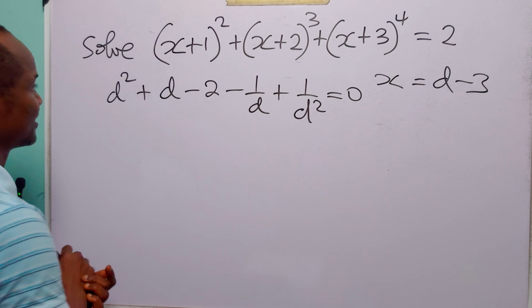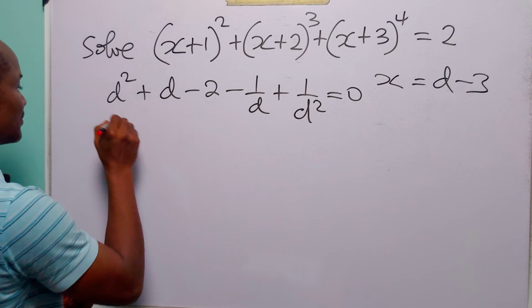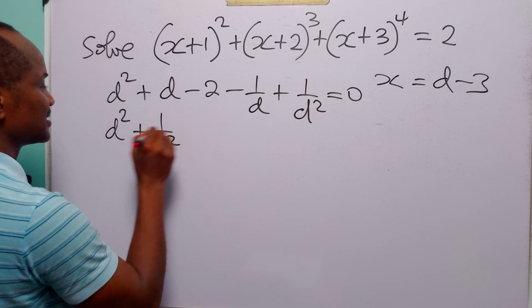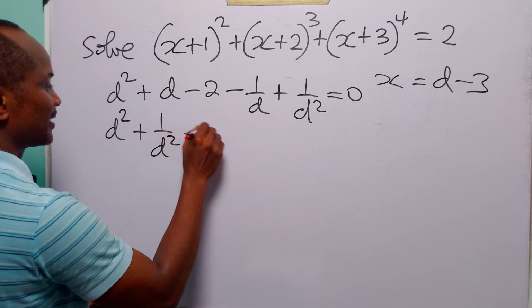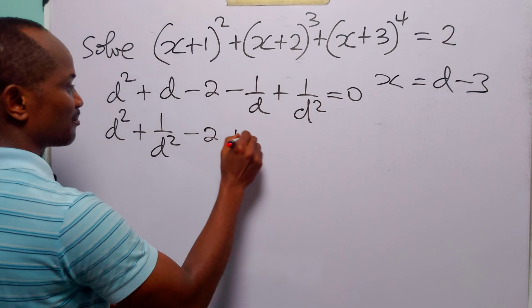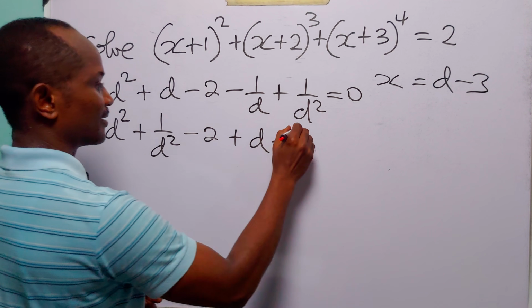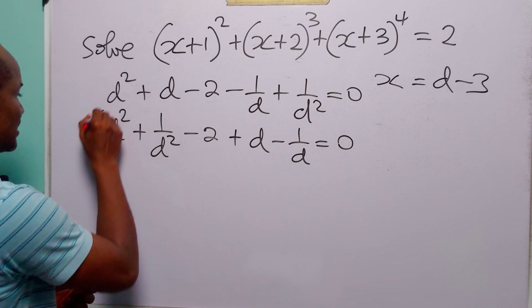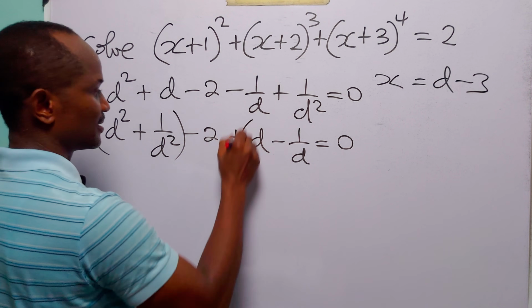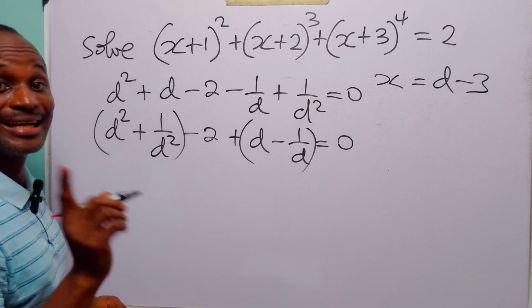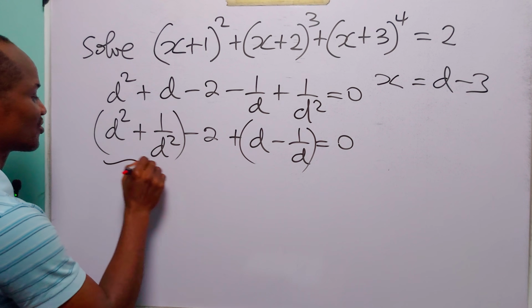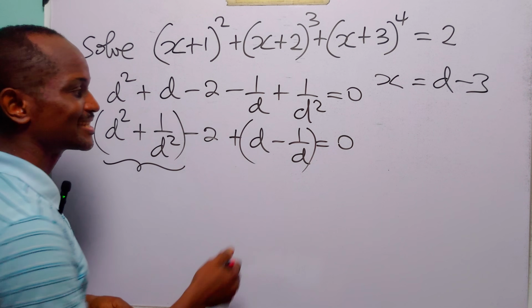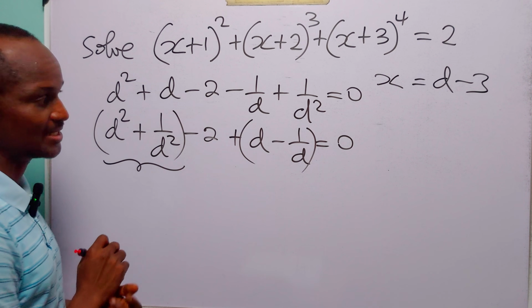Now let us group the terms. We have d squared plus 1 over d squared minus 2 plus d minus 1 over d is equal to 0. This goes with that, and this goes with that. The next thing we are going to do is to try and rewrite d squared plus 1 over d squared in terms of d minus 1 over d.